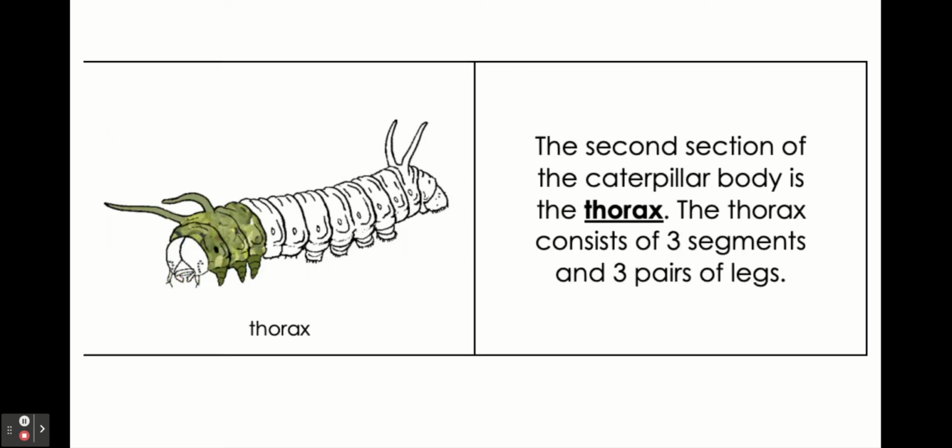The next section of the body is called the thorax. Can you say that word with me? Thorax. The thorax consists of 3 segments and 3 pairs of legs. So 1, 2, 3, 1, 2, 3. Well, it's a pair, so how many are there in total? How many are there in all?